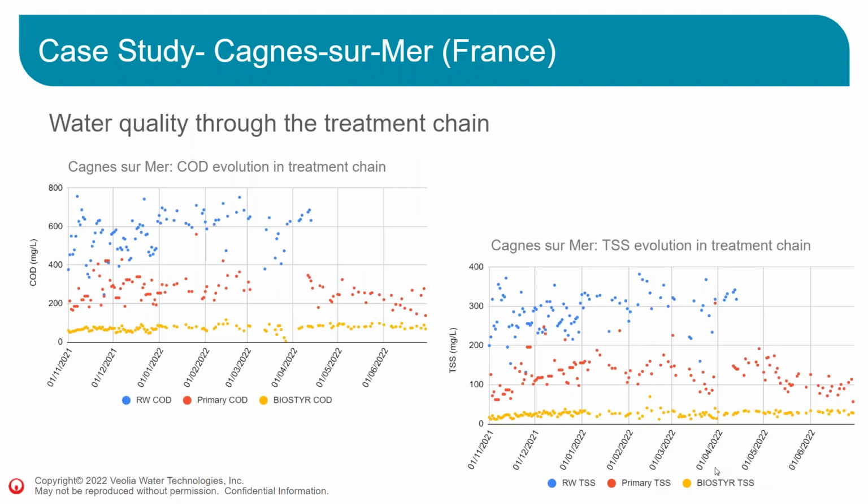Another thing, this is a Biostyr DUO. This is one of the Biostyr DUO for carbon removal. So water quality through the treatment chain. Since it's for carbon removal, it's COD and TSS removal. You can see good performances for both the Speedflow in red and the Biostyr in yellow that meet the criteria for TSS and for COD.